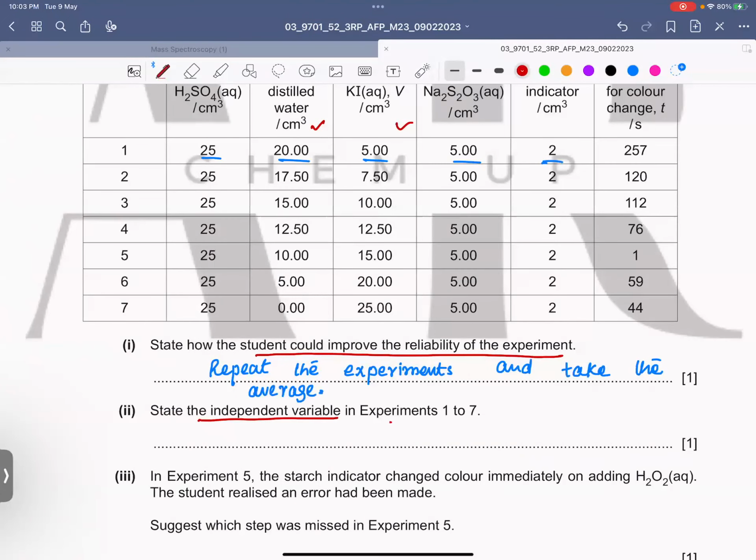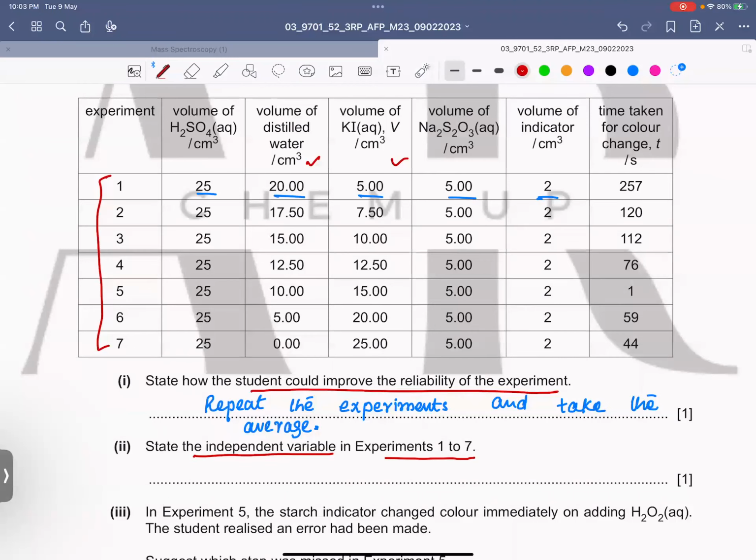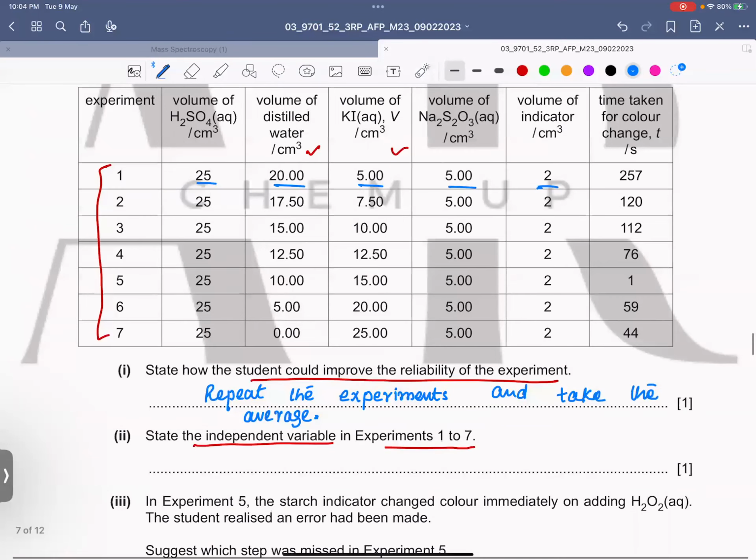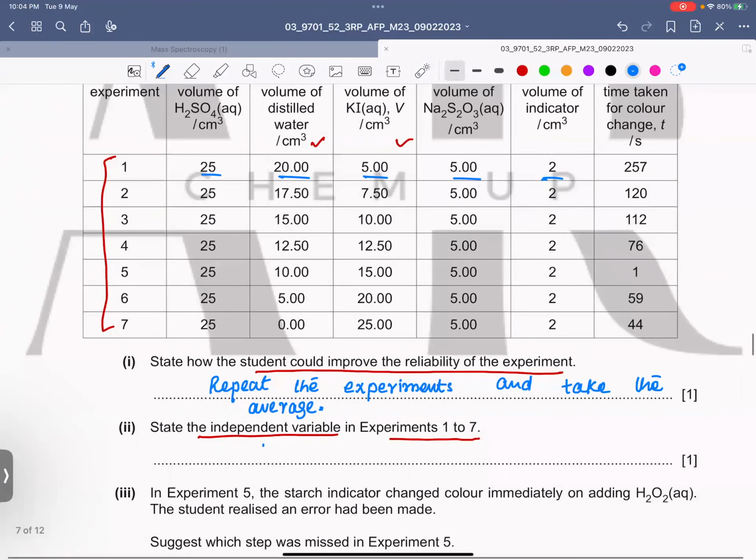State the independent variable in experiments 1 to 7. Yes, in these experiments 1 to 7, what is the independent variable? Who can answer me? Sir, potassium iodide. Just potassium iodide? You must also mention the quantity. Volume of potassium iodide. Not just potassium iodide: volume of aqueous potassium iodide, that is V.